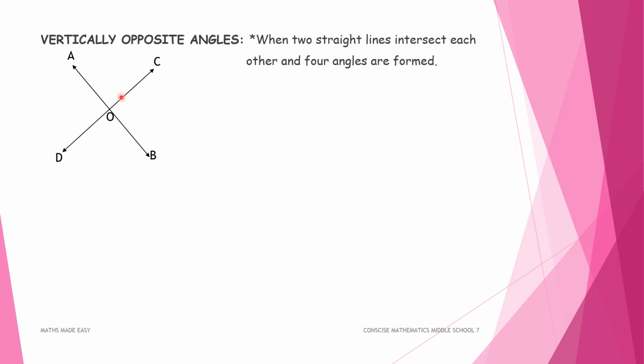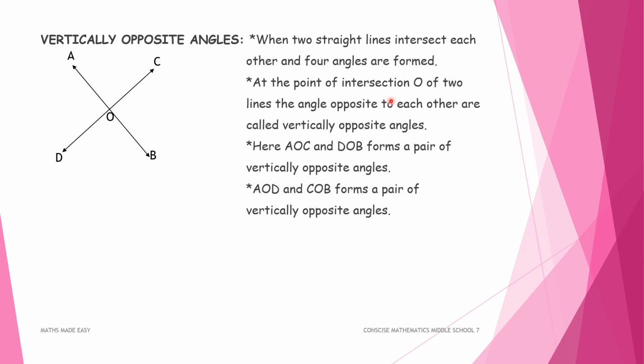See, AOC is one angle, COB is another angle, BOD is another angle, and DOA is another angle, right? So there are a total of four angles formed at the point of intersection O, where these lines are intersecting. It is called the point of intersection of the two lines.